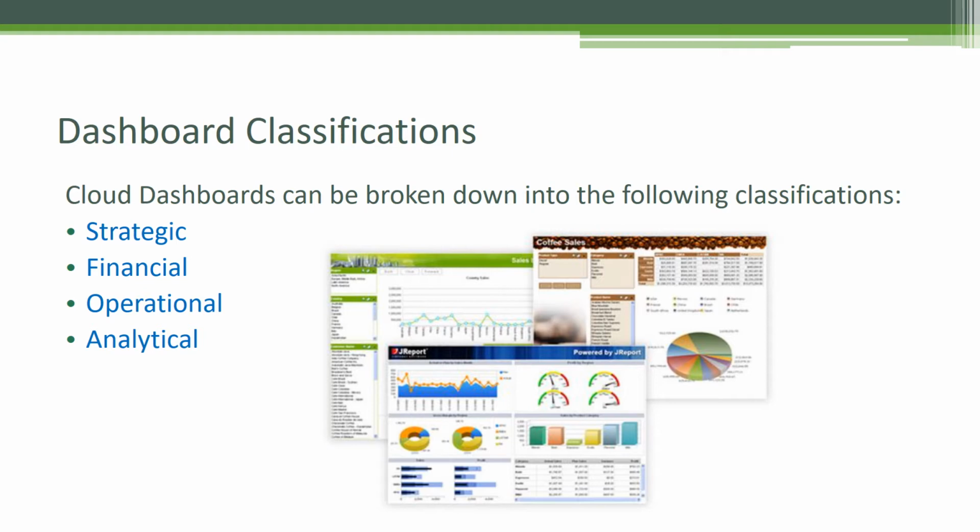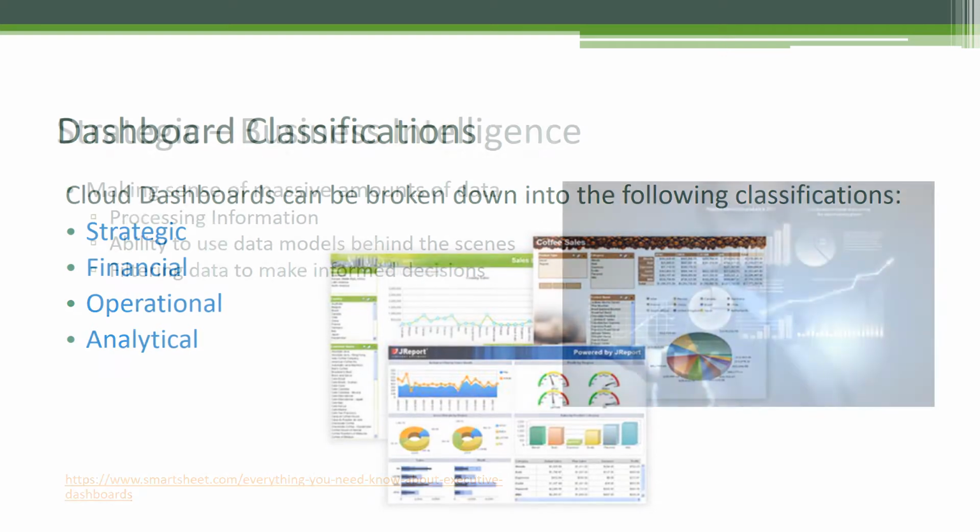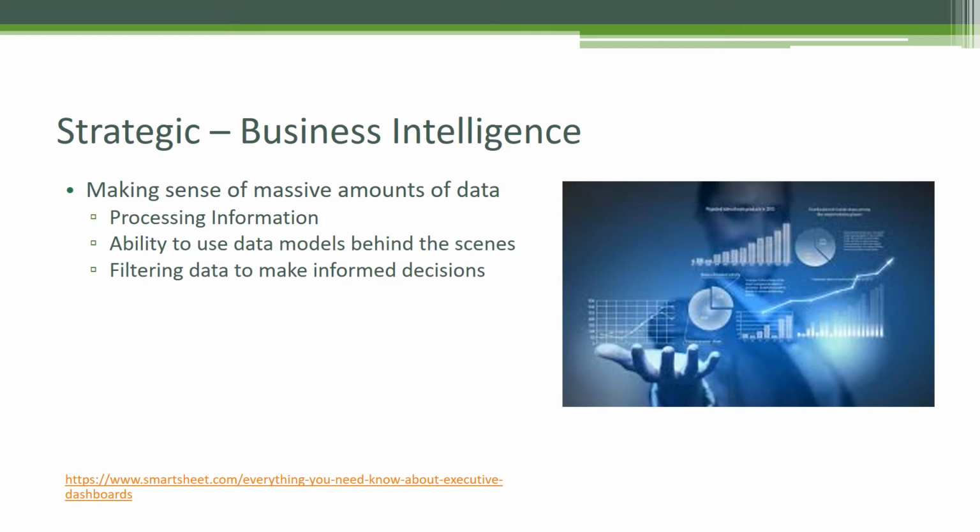Dashboards can be broken down into 4 classifications: strategic, financial, operational, and analytical. Strategic and financial are sometimes lumped together as they share common components. Strategic is highly used for business intelligence.